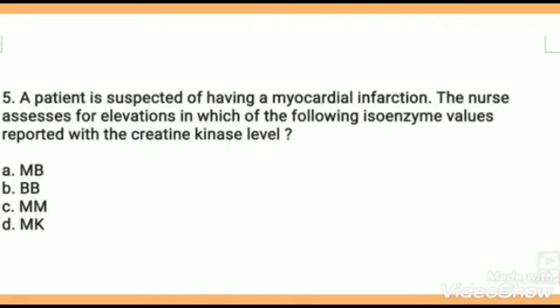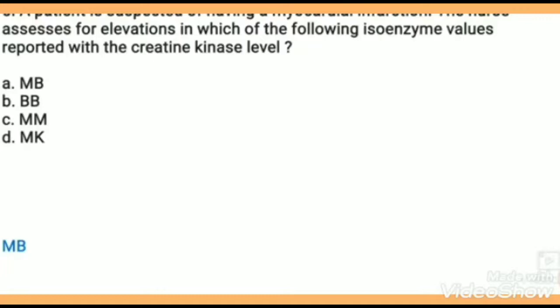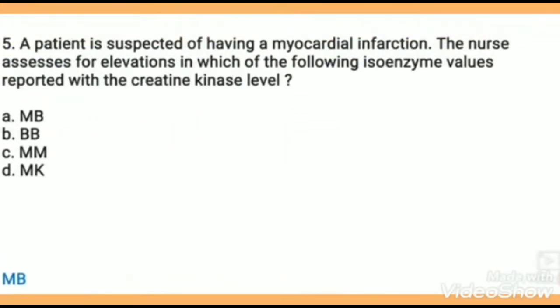So, the correct answer for this is MB. Now, what are isoenzymes? Isoenzymes are enzymes that differ in amino acid sequence but catalyze the same chemical reaction. Now, what is creatine kinase? Creatine kinase is a dimer consisting of two peptides, B for brain and M for muscles, which make up the three isoenzymes CK1, that is BB, CK2, MB, and CK3, that is MM.